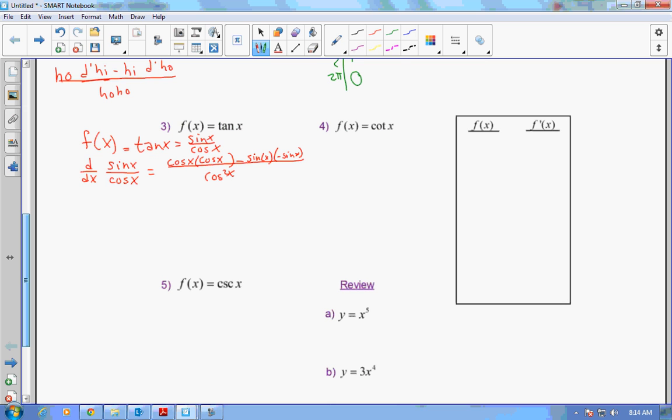Okay, so if we work this out, cosine x times cosine x is just cosine squared x. Negative sine x times negative sine x is positive sine squared x, plus sine squared x over cosine squared x. Okay? Well, the numerator should look familiar. Cosine squared x plus sine squared x. Do you know what that is?